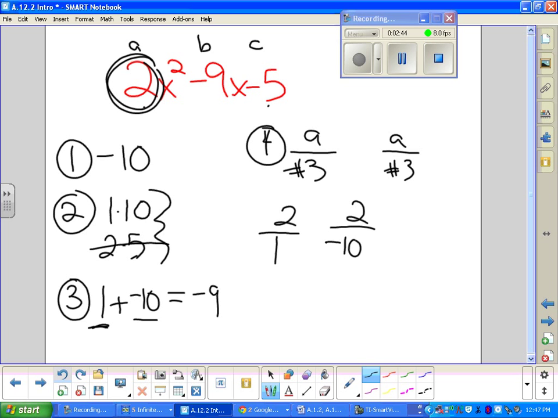Now you have to reduce them. 2 over 1 is 2 over 1. 2 over negative 10 reduces to 1 over negative 5. Make sure that you keep the negative in the bottom spot where it is, and those are my two fractions.